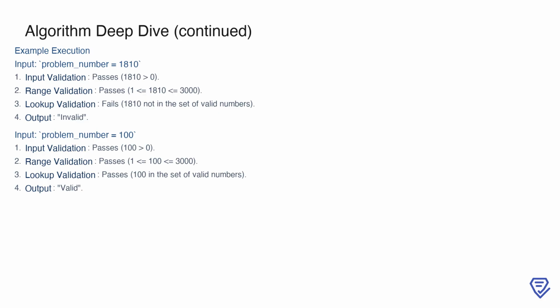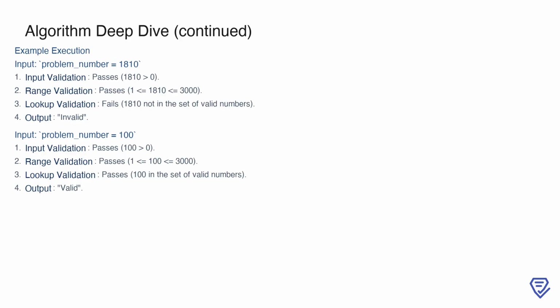For the input problem_number equals 1810, the first step is input validation, which passes because 1810 is a positive integer. Next, the range validation confirms that 1810 lies within the valid range of 1 to 3000. However, during the lookup validation, the number 1810 is not found in the set of valid problem numbers. As a result, the algorithm returns invalid.